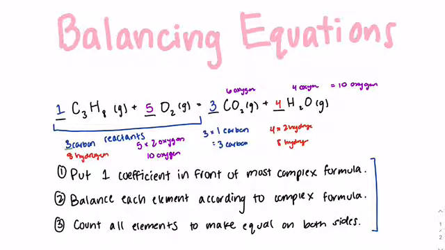There are 3 carbon right here, 3 carbon on this side, 8 hydrogen here, 8 hydrogen on this side, and 10 oxygen here and 10 oxygen on this side. Therefore, this equation is balanced.